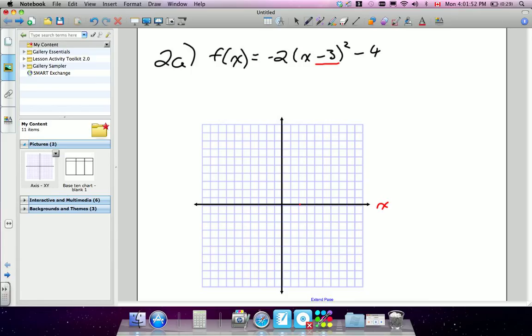So we know we go 3 to the right from the origin. We always start from the origin. And then it says go down 4 from there. So we go 1, 2, 3, 4. So we're at 3 and negative 4. That's our vertex. So the 3 is opposite, and the negative 4 is the same. Does that make sense so far?